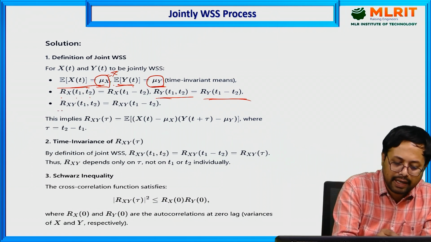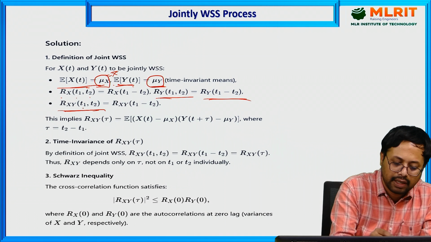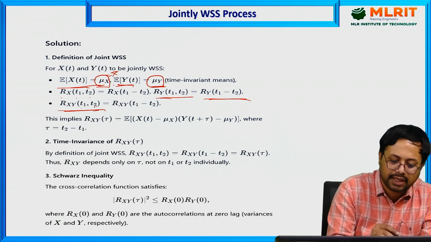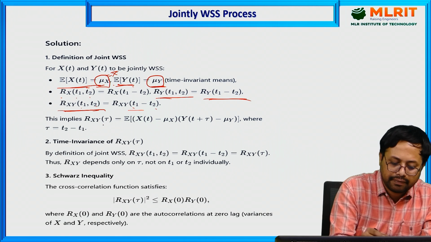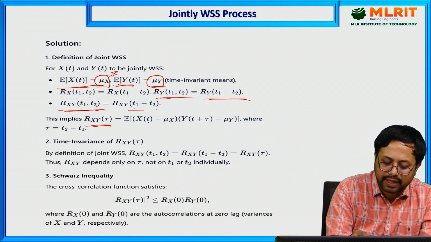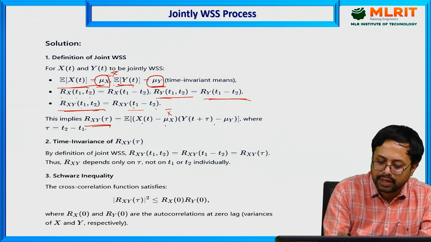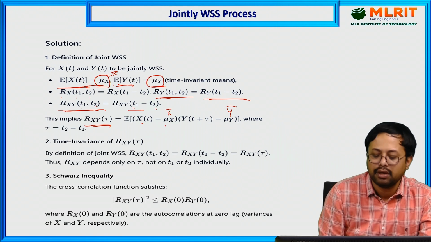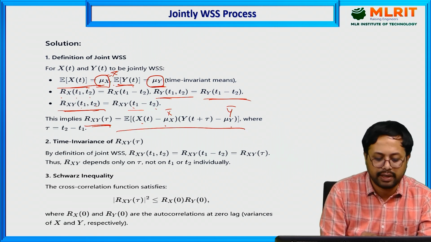Then Rxy is the cross correlation of x of t and y of t at time instants t1 comma t2, or difference t1 minus t2. This implies Rxy of tau is equal to the expectation of x of t minus x bar, times y of t plus tau minus y bar. This is the basic standard definition of the cross correlation function.